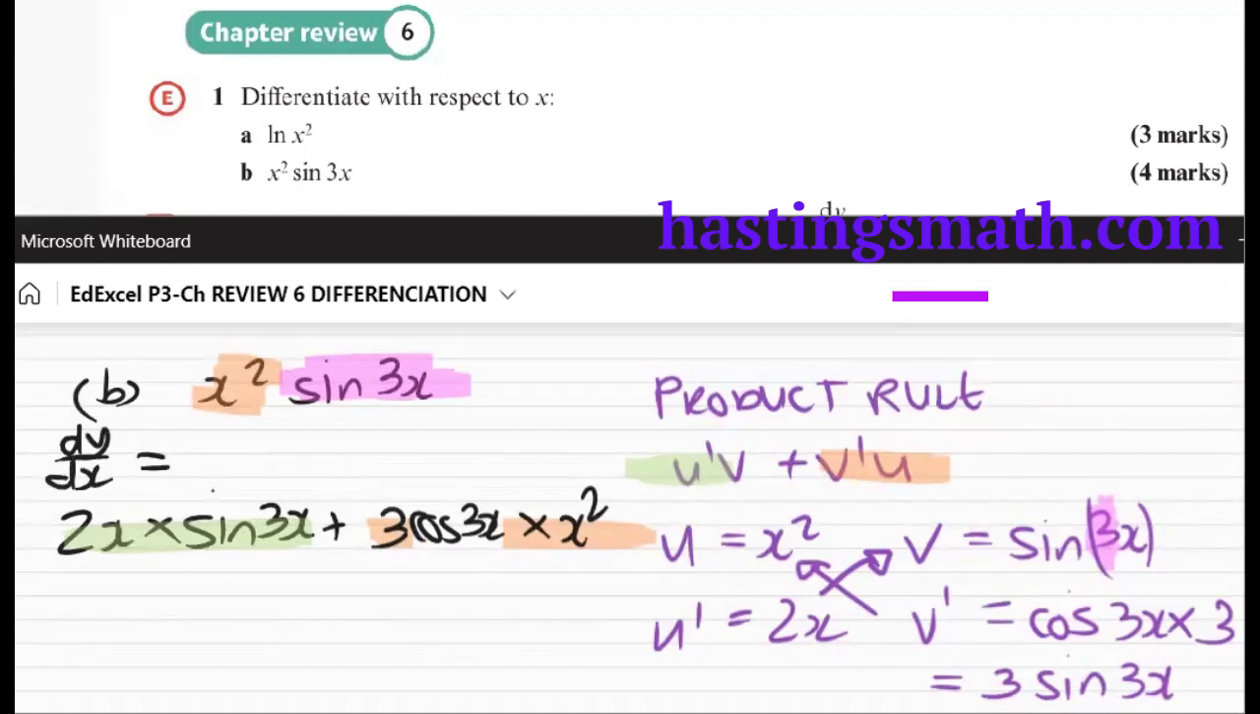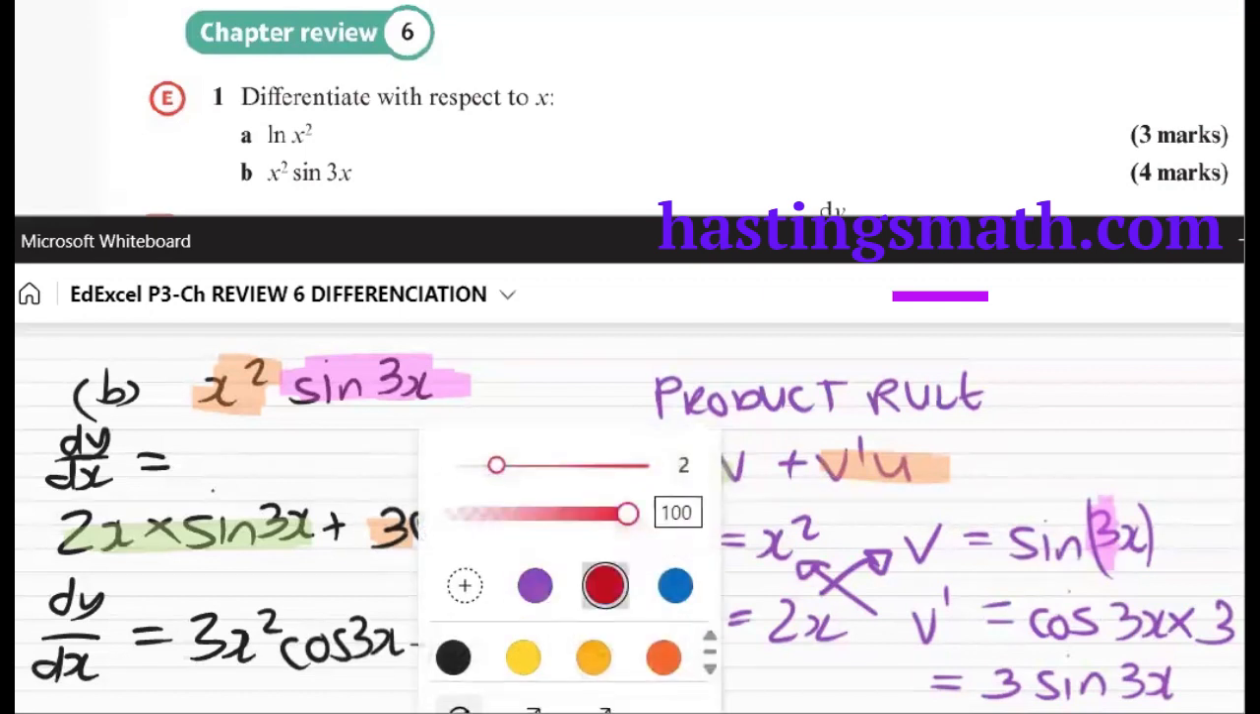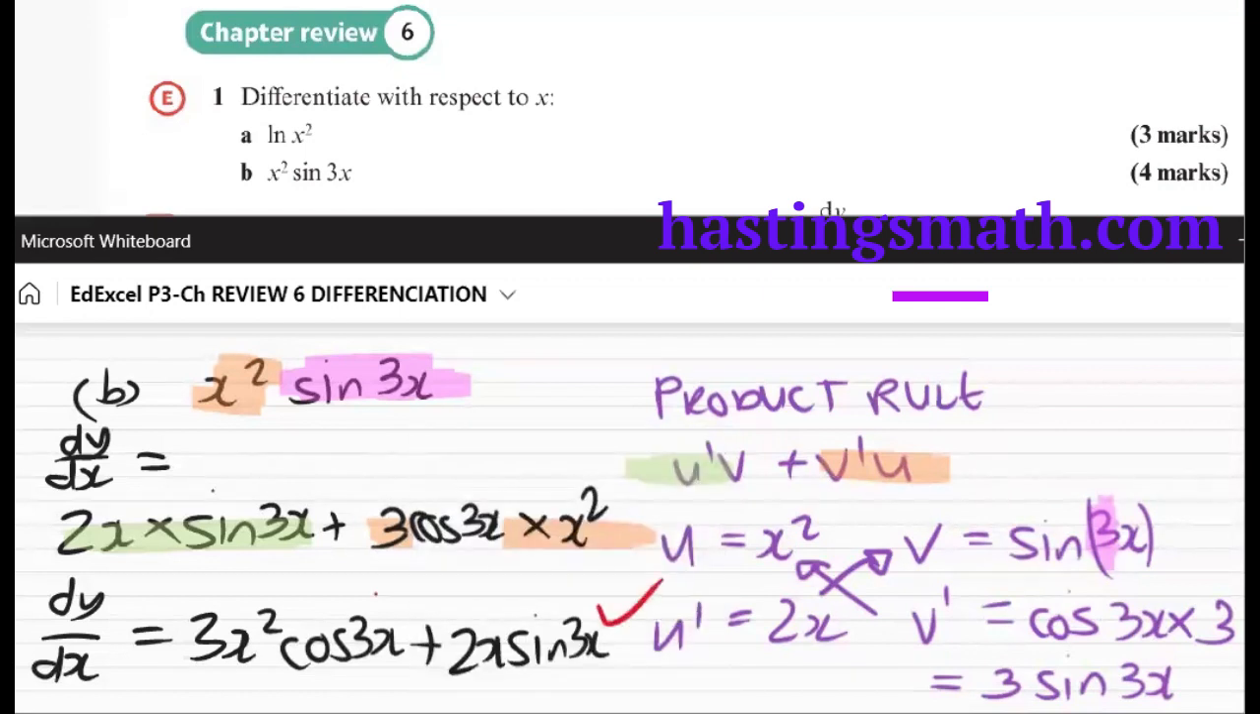I just switch it around to make sure it looks the same. So the 3 cos 3x x squared becomes 3x squared cos 3x and 2x sine 3x. Okay. And that's completed. So that's number B.